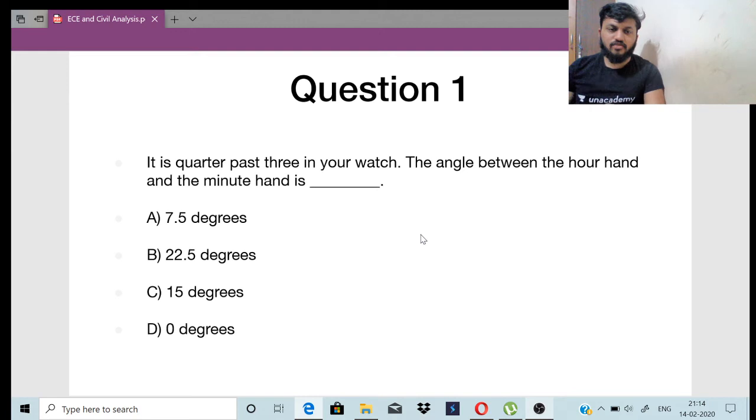So this was the first question, an ECE question. It is 3:15 on your watch. The angle between the hour hand and the minute hand is dash.